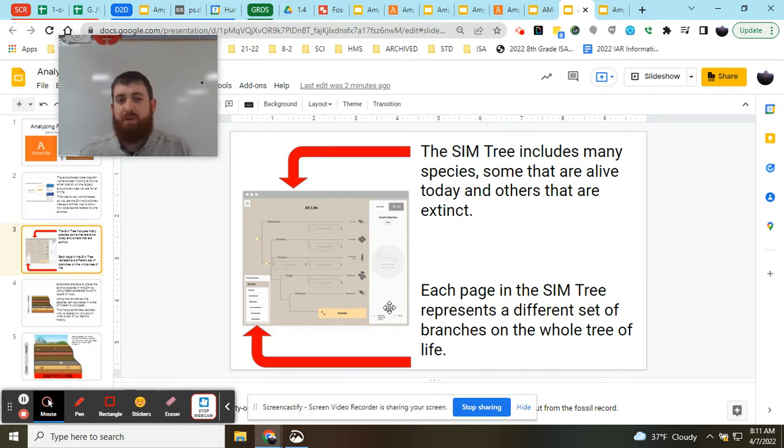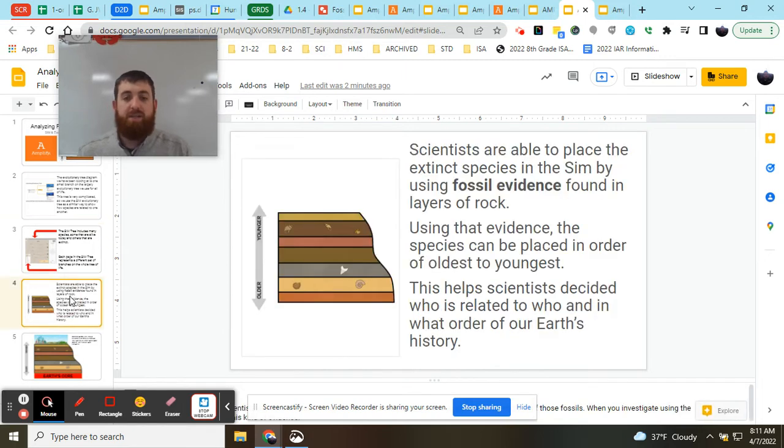But how do we figure that out? How do we figure out who's older and who's younger? Scientists use this idea of the fossil record, and they use fossil evidence to figure it out. So the ones that we see in our SIM are extinct species, and we use this fossil evidence found in the fossil record. And these fossil records are layers of rock inside of Earth. We use this evidence so that we can put species in order of older to younger. This helps scientists decide not only who's older and younger, but who's related to each other based on Earth's history.